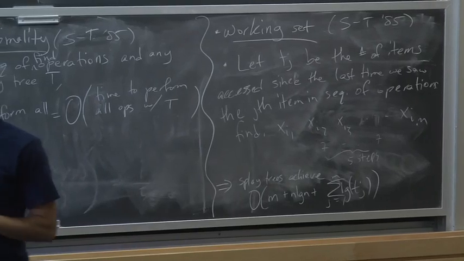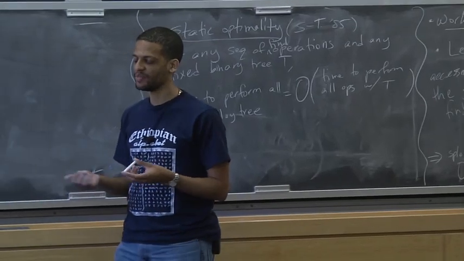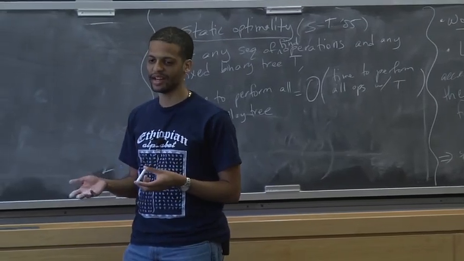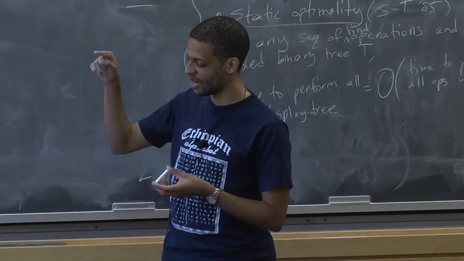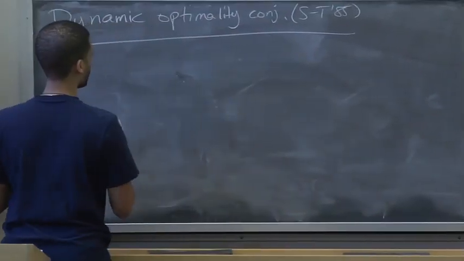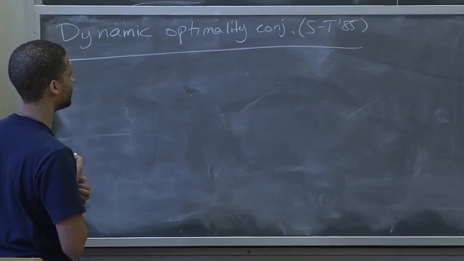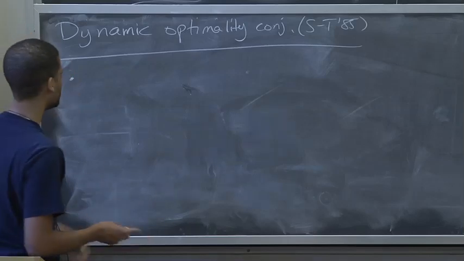So there's a set of BST algorithms, right? At every step you can choose: am I going to move this pointer, move down or up? Am I going to rotate? So the dynamic optimality conjecture says that splay trees basically do the best that anything could do.